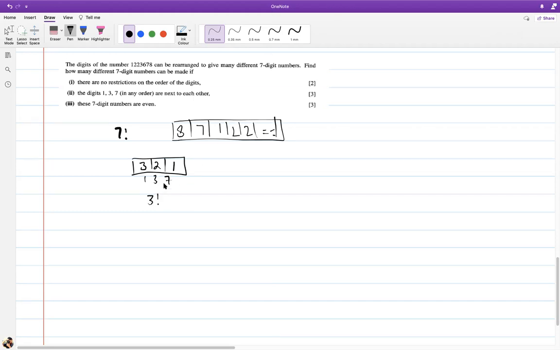Okay, so I have 3 factorial, 3 different ways of arranging 1, 3, and 7. Okay, so that's one block. And I want them to be together. Now, if I take those out, how many numbers am I left with? We are left with 2, 2, 6, and 8.